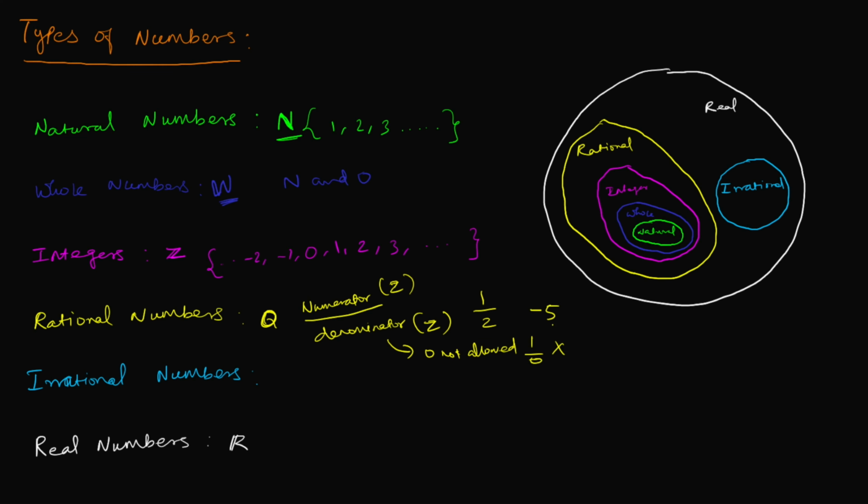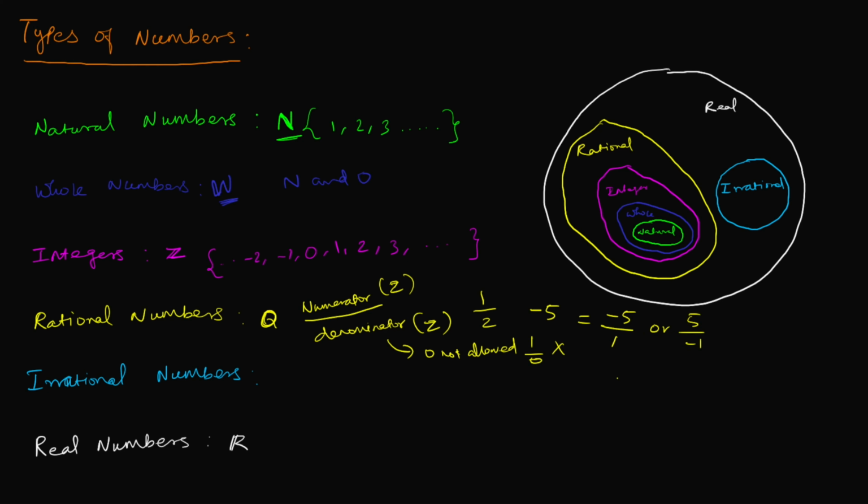Say -5 is also a rational number. You may ask why, because it doesn't have any fractional form. But we can actually rewrite this in a fractional form. For example, -5 can be written as -5/1, or we can also say that it is 5/-1. Because these are valid fractional forms, we can call these rational numbers as well.